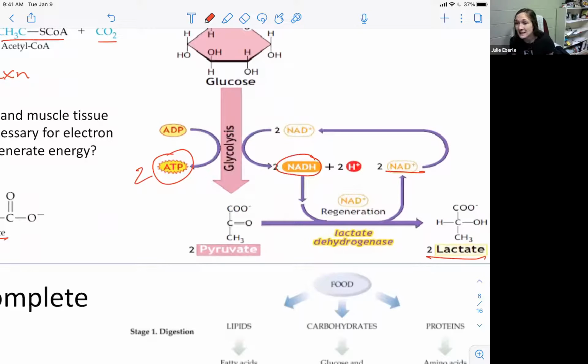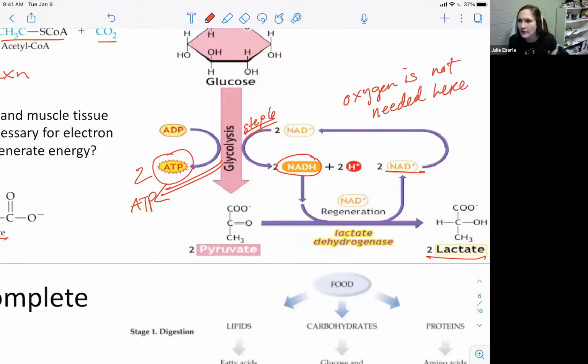NAD+ is needed to run step 6 of glycolysis. If you go look at the figure up above, step 6 needs NAD+. So this is kind of a self-feeding cycle. We're regenerating NAD+, we can keep running glycolysis, we can keep generating ATP. This is how we fuel cells like our muscle tissue and our red blood cells in the absence of oxygen. And it's not that oxygen is needed for any of these steps right here. We don't need oxygen. It is not needed here.